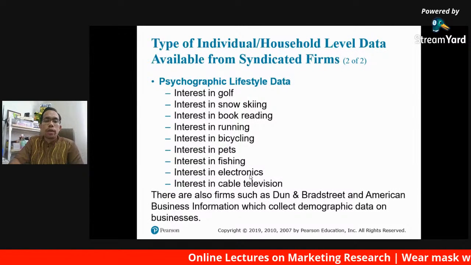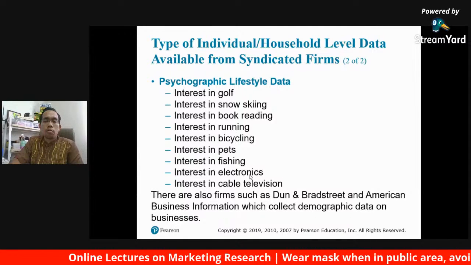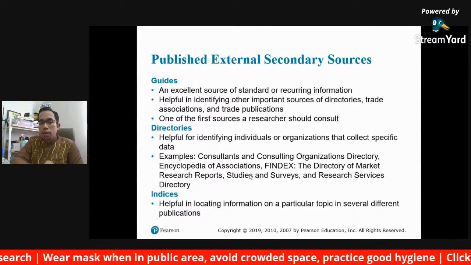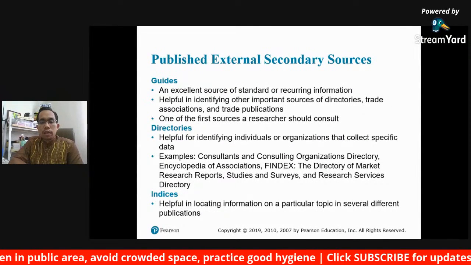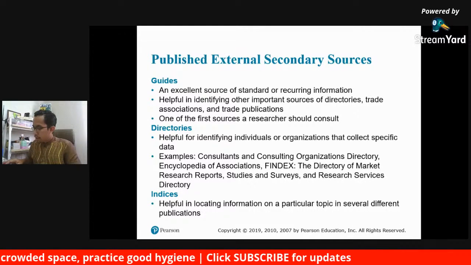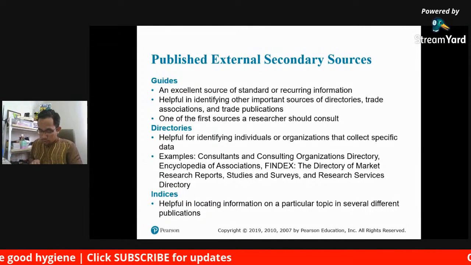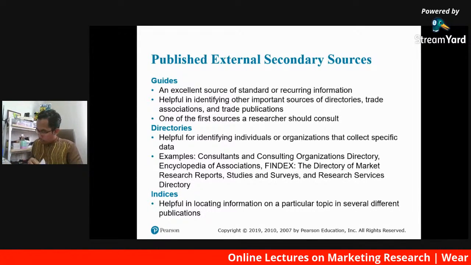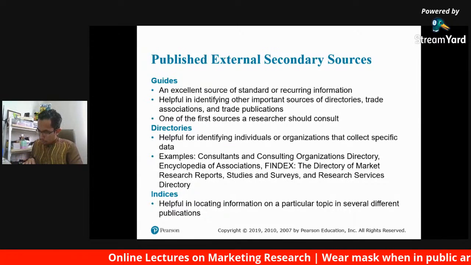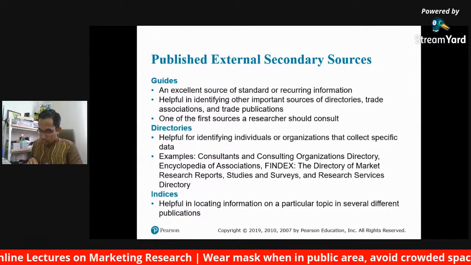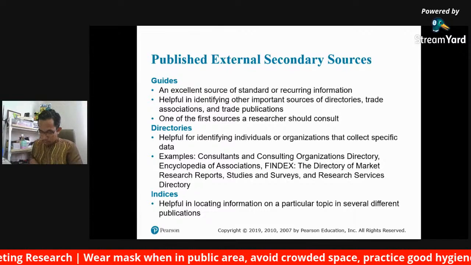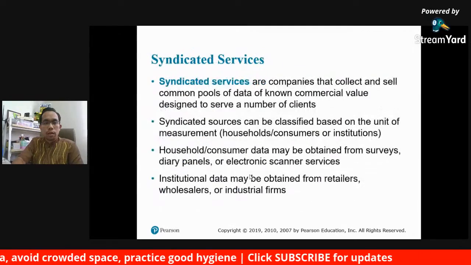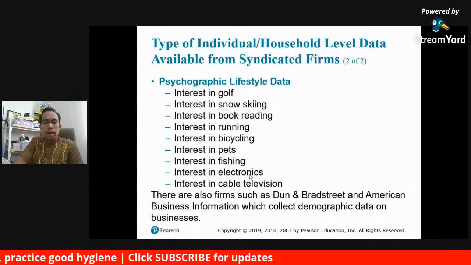Okay, this is another one. Individual household level data. So, published external secondary source. Actually, it's not mentioned here. Okay, back to the internal.